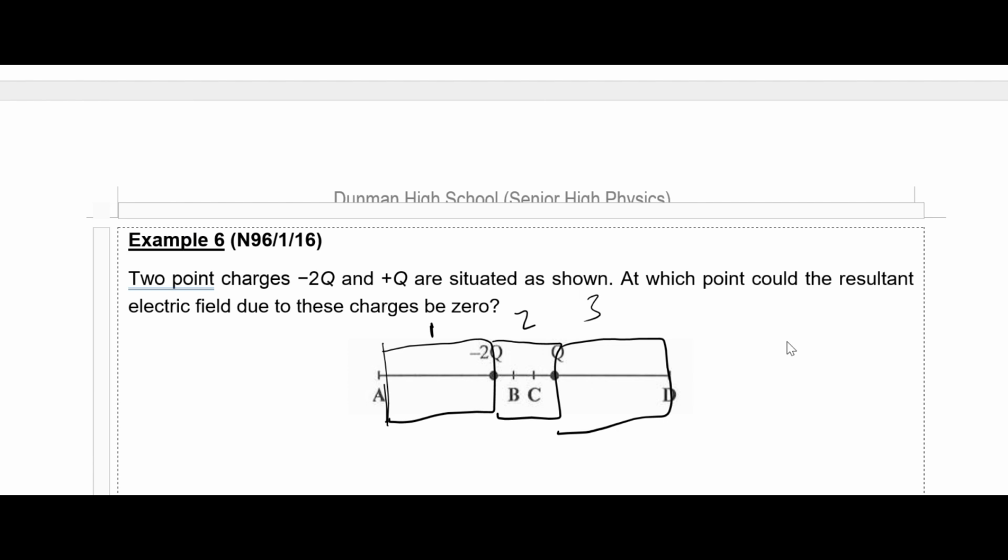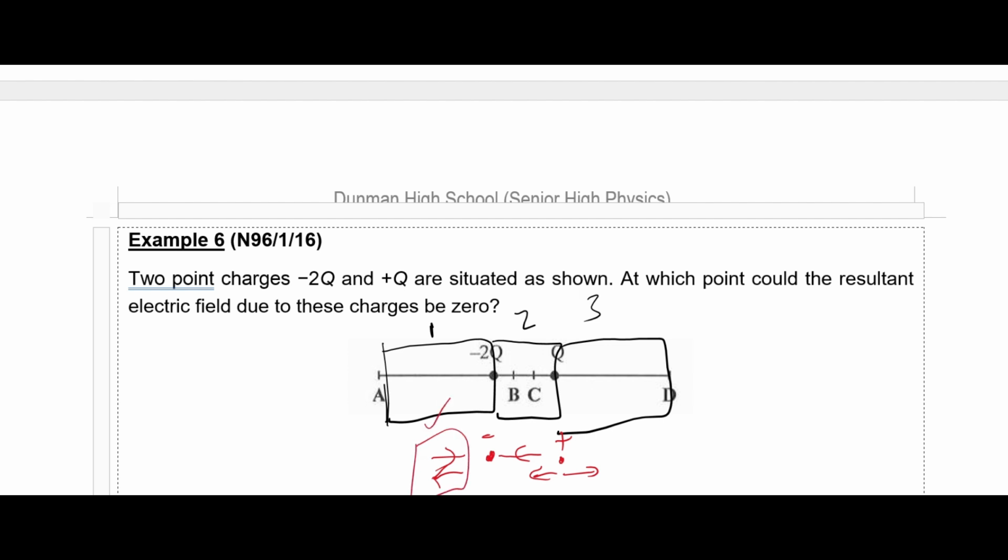We must remember that for a negative charge, which is -2q, the field is always inwards. So in region 1 it is towards the right. For a positive charge, which is this one, the field is always outwards. So I just draw here. In region 1 it is this direction. So the first thing we check is whether, in region 1, the electric field can be 0 due to direction.